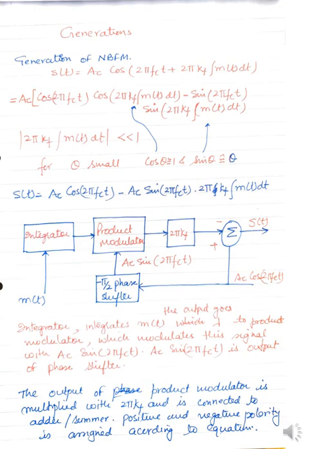Good afternoon, everyone. In this lecture, we are going to learn about generation of FM and demodulation of it also. Even though the title of the lecture is generation of FM, it is basically the generation and demodulation of frequency modulated signals. So we have a general equation for FM: s(t) = Ac cos(2π fc t + 2π kf ∫ m(t) dt).